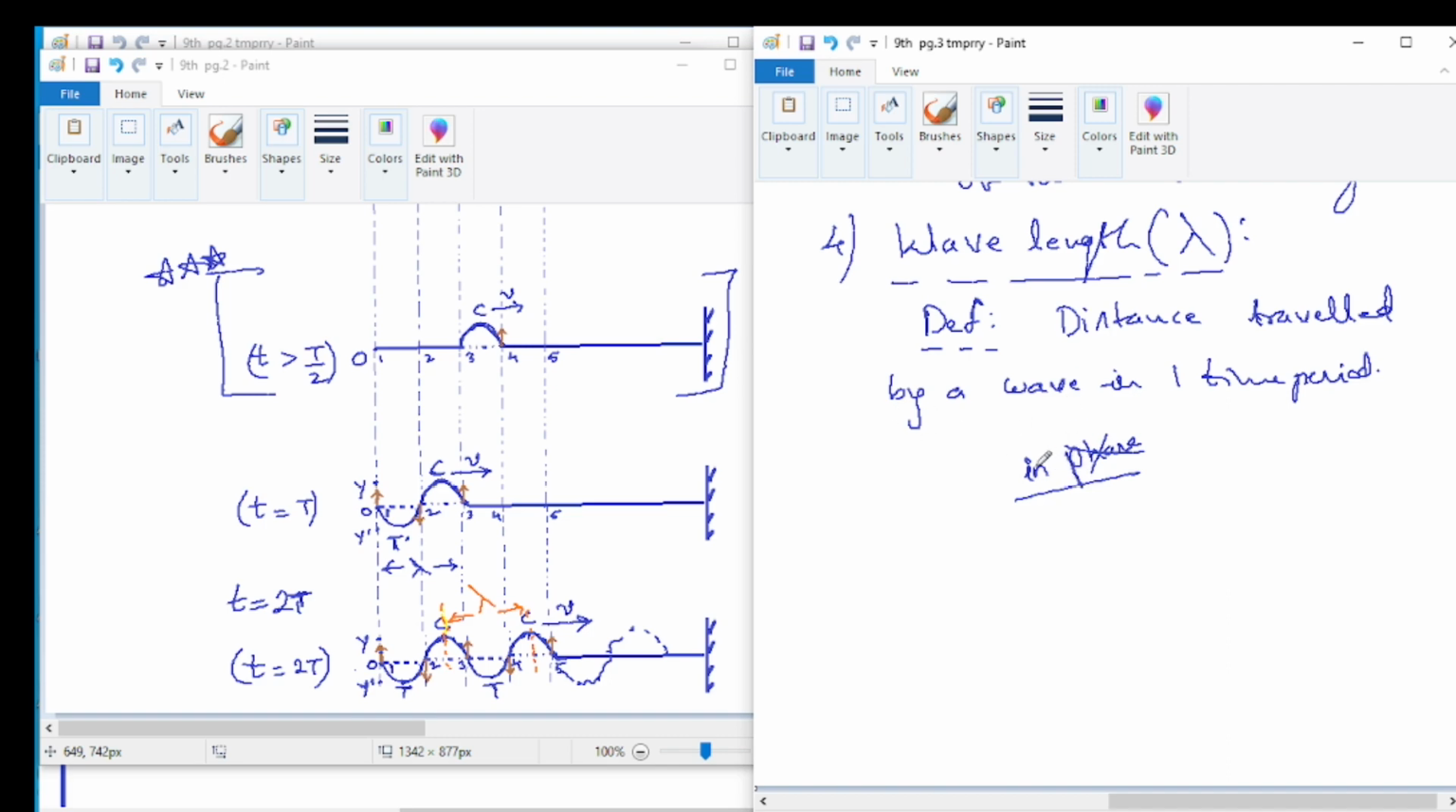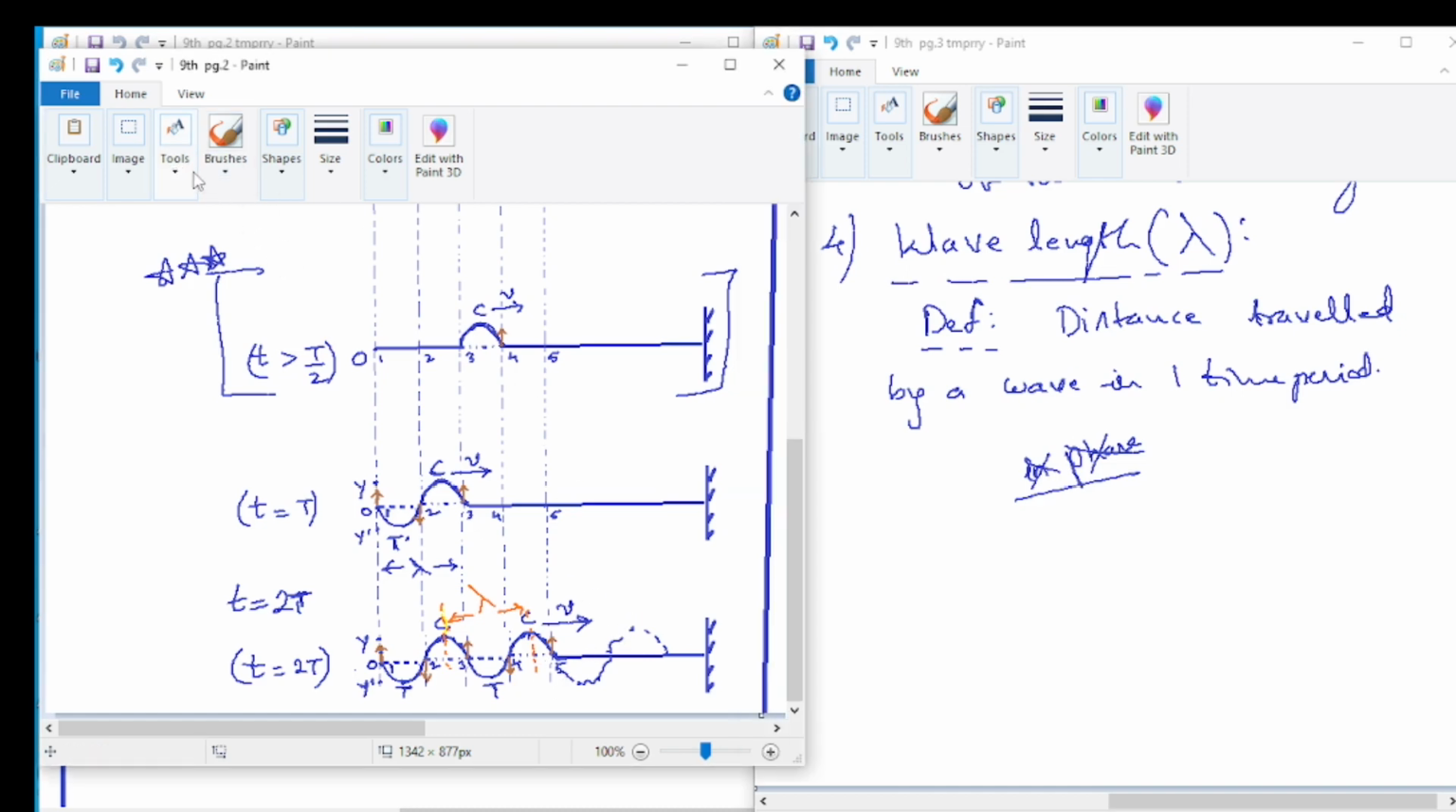Now I'm not writing this. Even whatever I have written in yellow, a different color, for the sake of understanding, I'll remove, so that the diagram will be very simple. So that's another definition for wavelength. Whatever things we are seeing here are simple. Nowhere is any complication there.